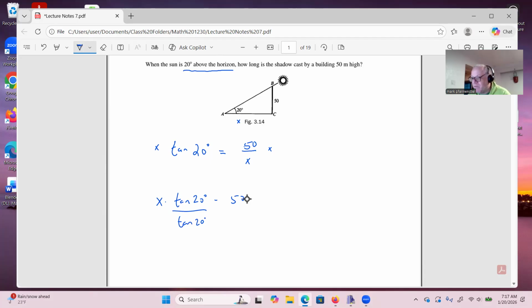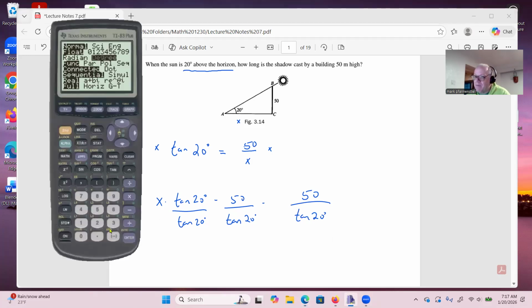I know it seems a little weird, but tangent of 20 degrees is just a number, and we can divide by numbers. You can't divide by tangent of 0, that's not going to work, but you can certainly divide by the tangent of some other angle. So x is going to be 50 divided by the tangent of 20 degrees. Back way, way long ago, you would have to look this up on a table.